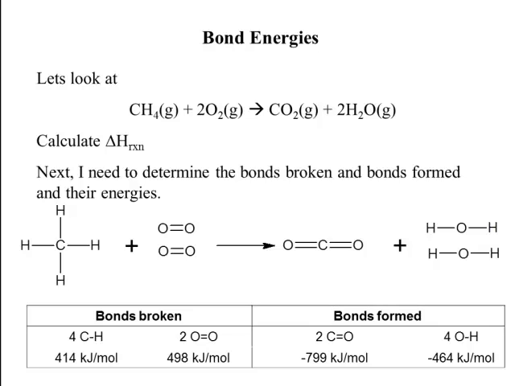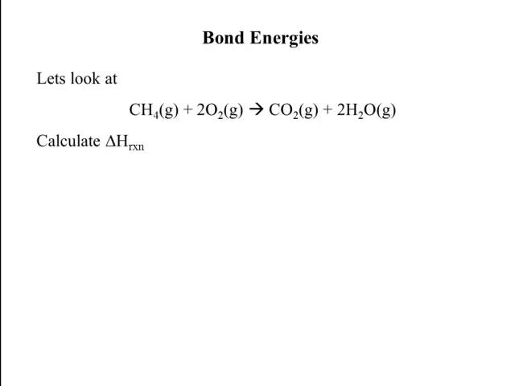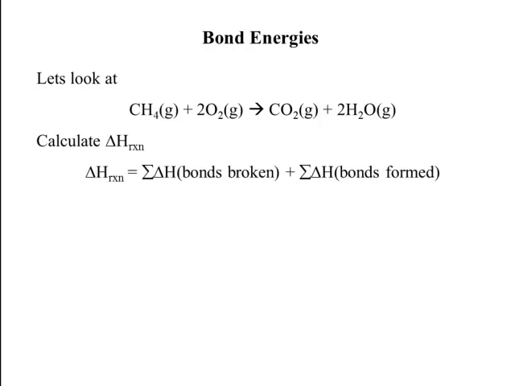Okay, then my waters. I have 4 oxygen-hydrogen single bonds formed. The energy associated with the oxygen-hydrogen single bond is 464 kilojoules per mole. It's also negative because I'm talking about forming those bonds. So once I figured out the number of bonds I have and the bond energies associated with those types of bonds, I can go back to this equation where delta H of reaction is equal to the sum of the delta H of the bonds broken plus the sum of the delta H of the bonds formed.